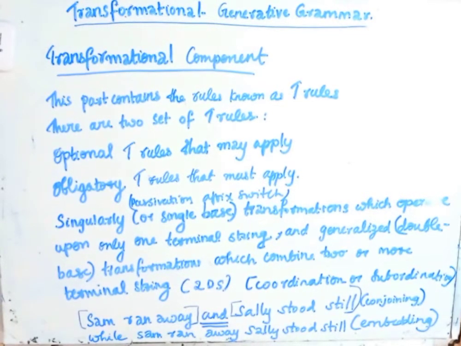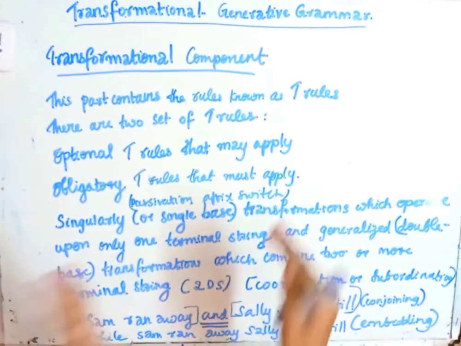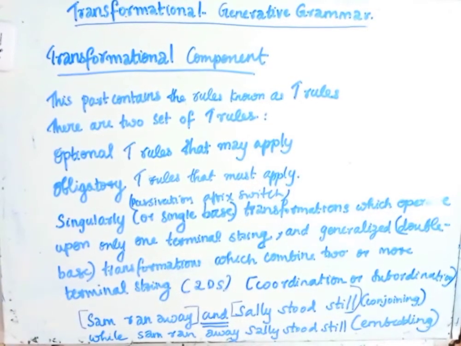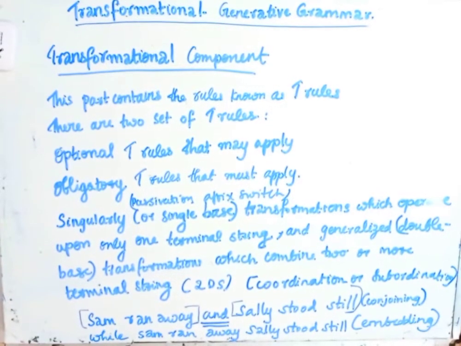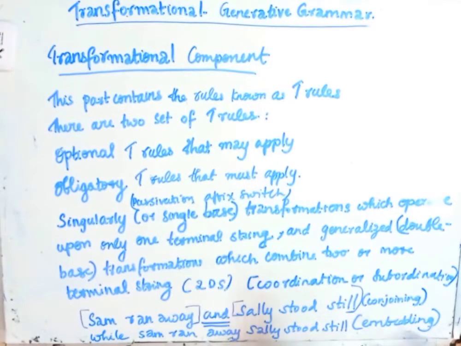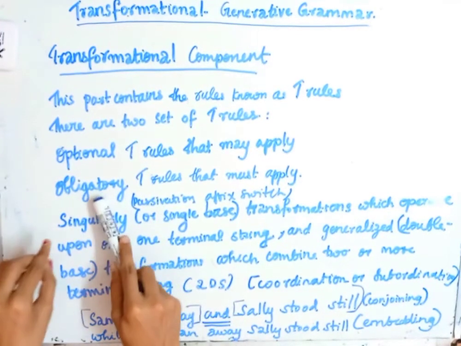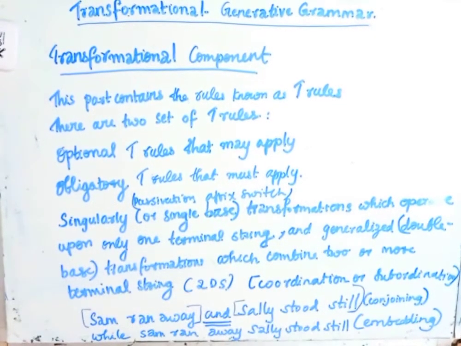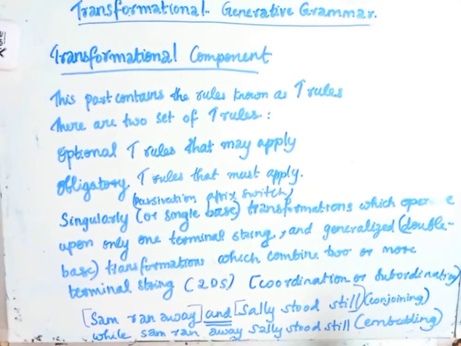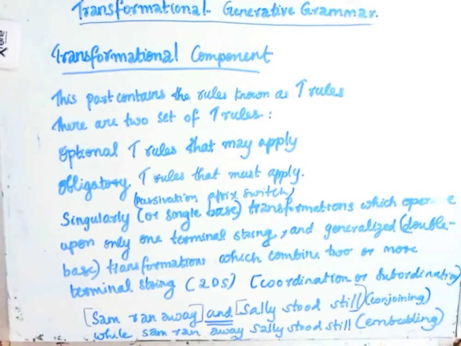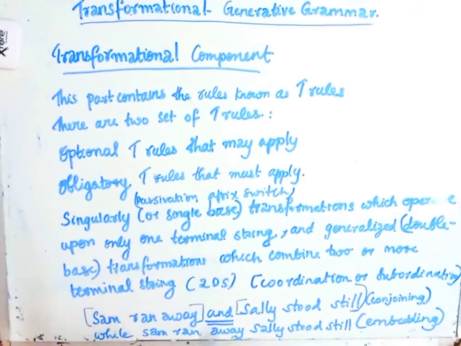In the base component, we had rules known as phrase structure rules, and in the transformational component, we have rules known as T rules. Now there are two types of T rules, optional T rules that may apply and obligatory T rules that you must apply. When you use the word obligation, that is something that you must do, right? So we have optional T rules that may apply to a string and obligatory T rules that you must apply to a string.